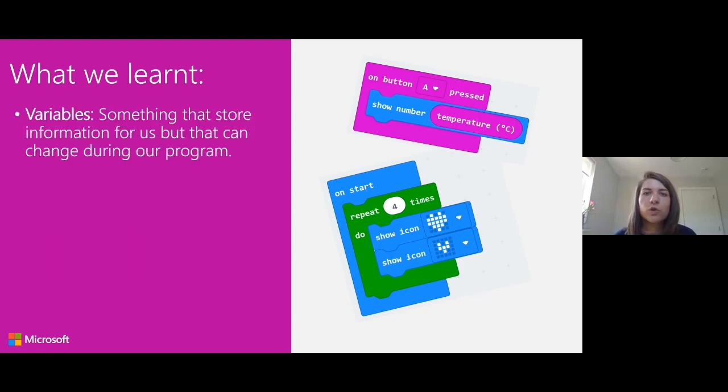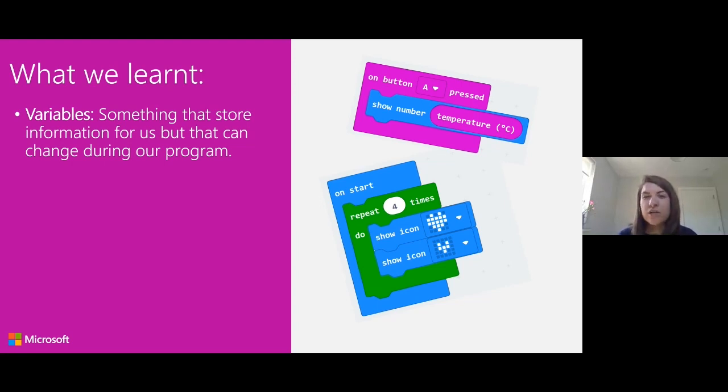So the first one was variables. So remember, variables were things that we create in our computer program and they store information. But remember, the word variable, vary, so we can change them as well. So we create them, they store information, but they're also things that we can change in our program as we go if we want.